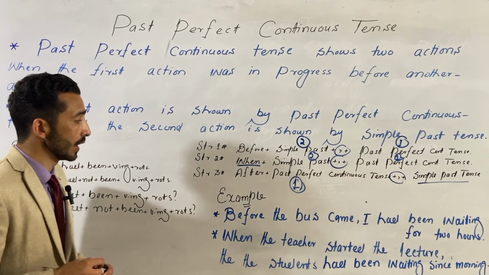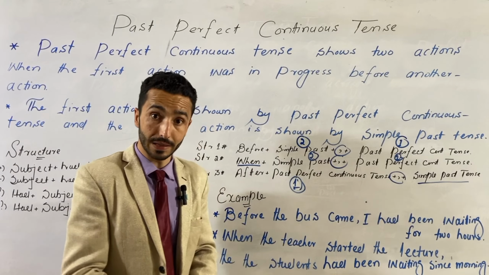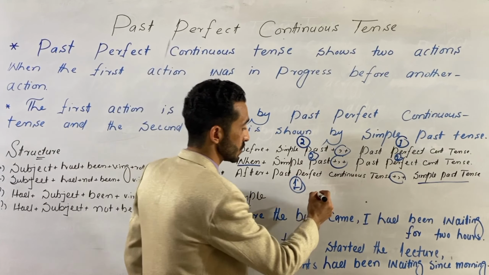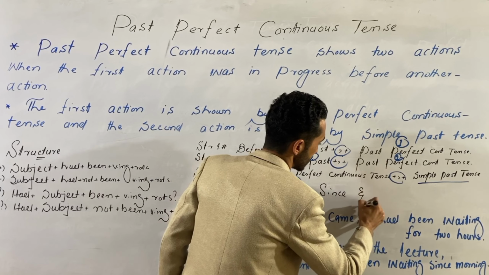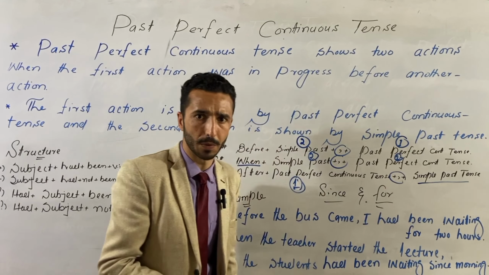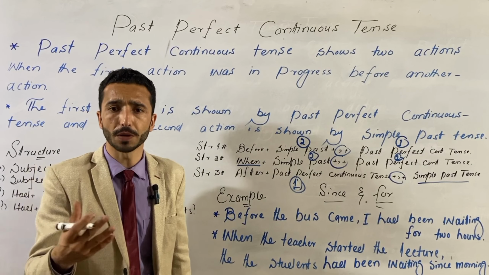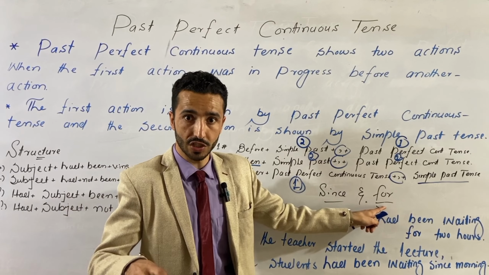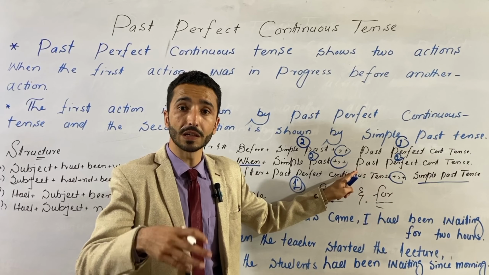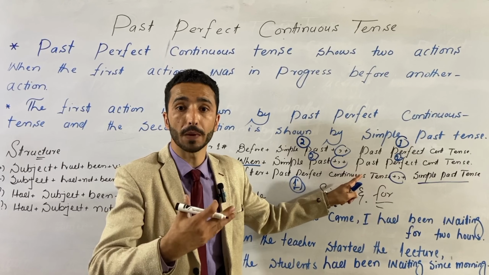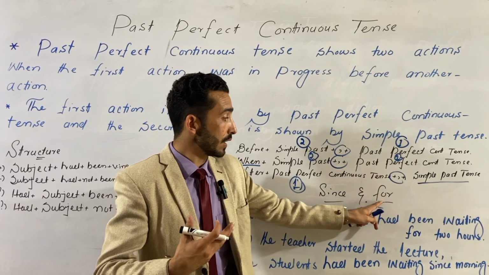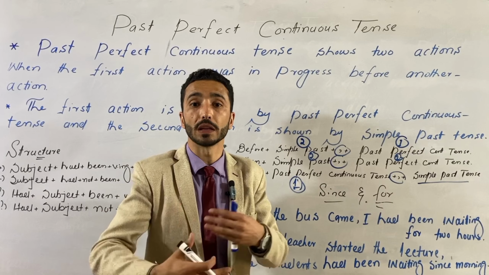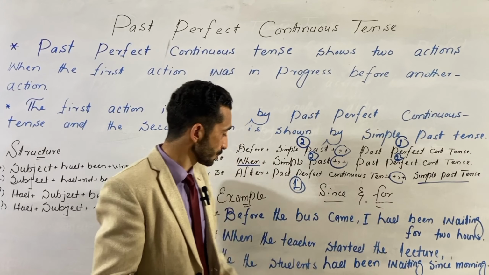Is that clear? Okay, now come to the examples, and keep one more thing in mind. In past perfect continuous tense, we use since and for. I have already told you about this in present perfect continuous tense. Since shows the starting point and for shows the duration. So if you show the starting point of the action that was happening, you may use since. And when you want to show the duration of the action that was in progress, you may use for.